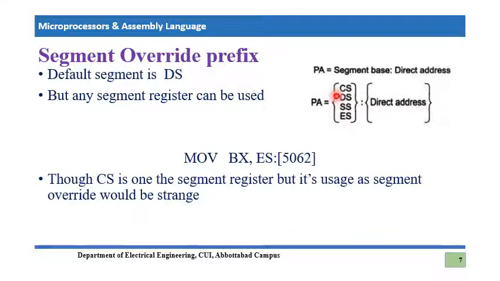Data segment is used for data storage. Stack segment is again used for data storage, and extra segment is also used for data storage. But code segment, why would one be interested in using the code segment? Because the code segment stores our code. Though CS is one of the segment registers, its usage as a segment override would be very strange. Why? Because we are not interested in the memory location of instructions. We are interested here in the memory location of data. So using CS as a segment override prefix would be very vague.